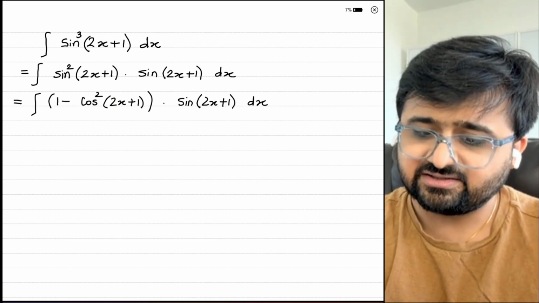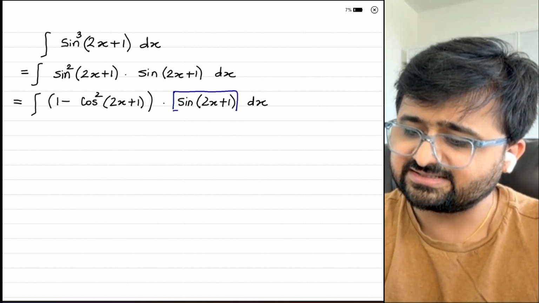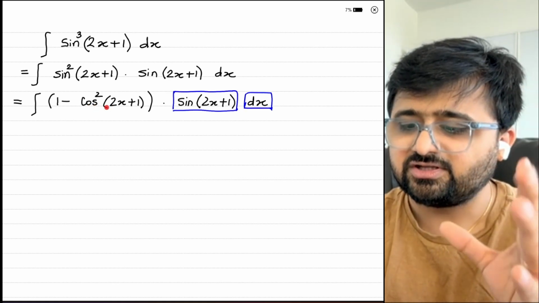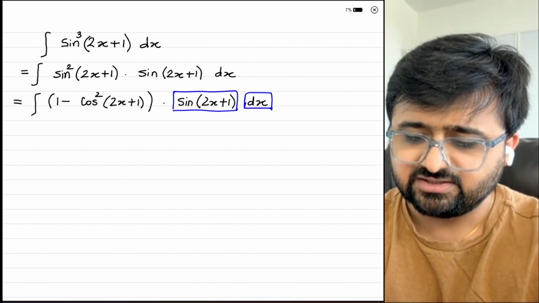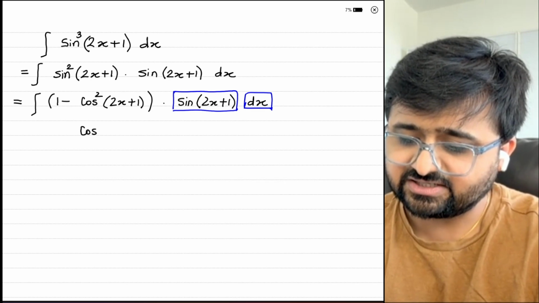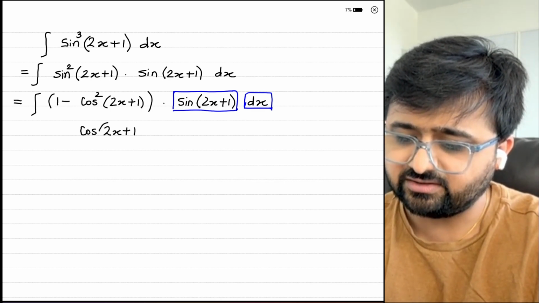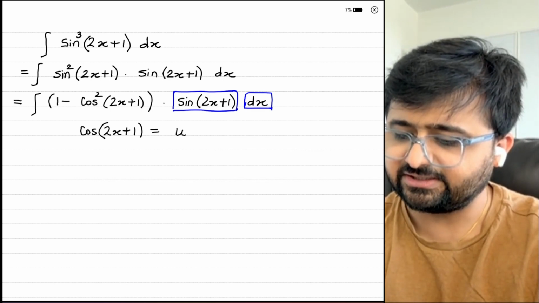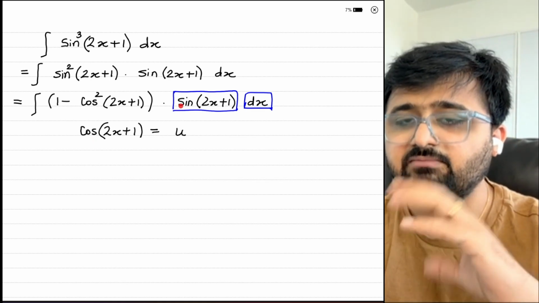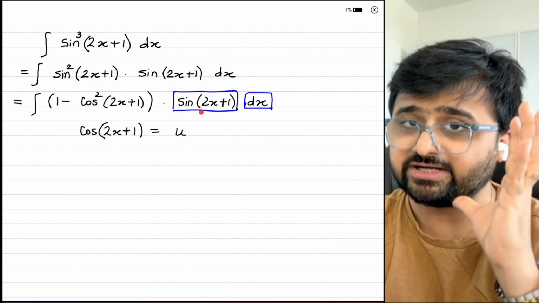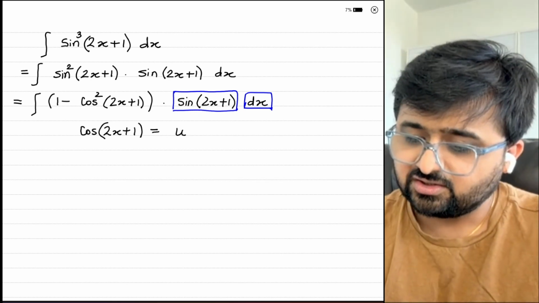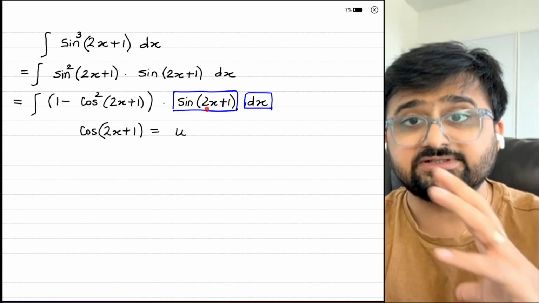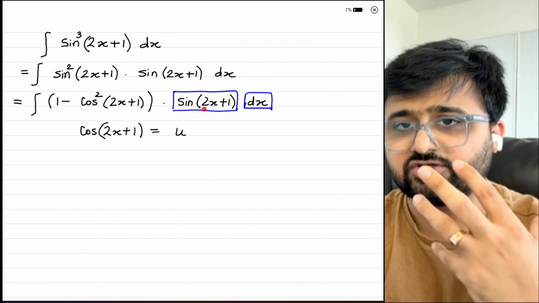Now, since you can see here that there is a sine term present along with that dx, if we put that cosine term as u, the derivative is present right here. So just say that cosine of 2x plus 1 is equal to u. And why do we do that? Because the derivative of cosine, which is minus sine, the minus can be easily managed, but the sine term is already present in this integral. So what we can do now is differentiate both sides with respect to x, because we'll need to convert this entire integral from the x world to the u world.